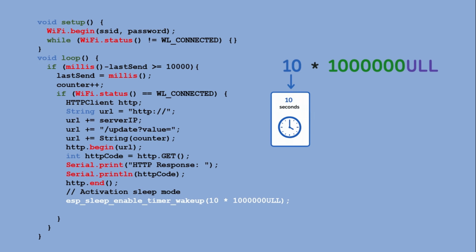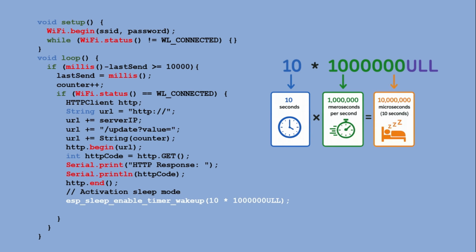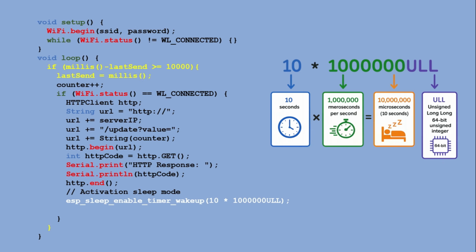Since there are 1 million microseconds in a second, we calculate 10 times 1 million and we get 10 million microseconds. The ULL suffix stands for unsigned long long data type. It tells the compiler to treat the number as a 64-bit unsigned integer. This is important because the wake-up timer function expects a 64-bit value, allowing it to safely represent large time intervals without overflow. With this approach, we can remove any manual delay-based logic that previously ensured the operation occurred every 10 seconds. The wake-up timer now handles the timing automatically.